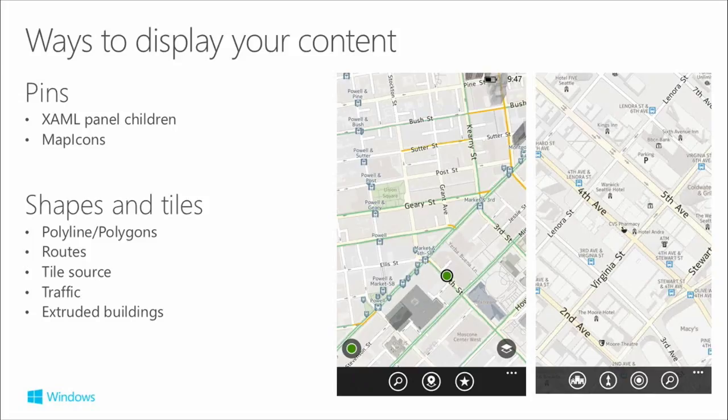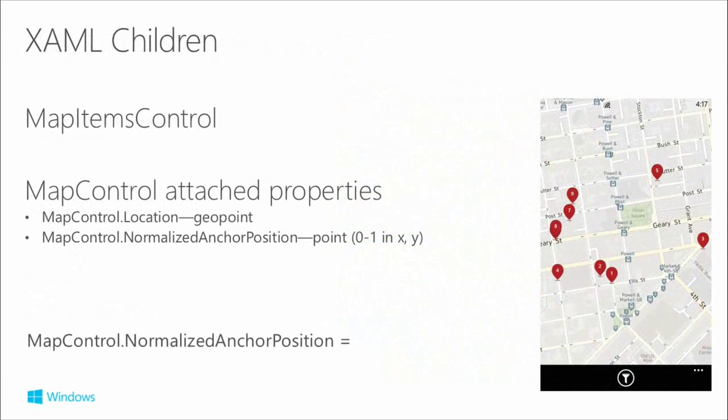In addition to pins, we've got shapes and tiles, and the shapes are vector objects that are rendered onto the map. We can render polylines and polygons. We can render full routes, or the tile source that I mentioned earlier, traffic on top of the maps, as well as extruded buildings that you see in the right-hand visual there.